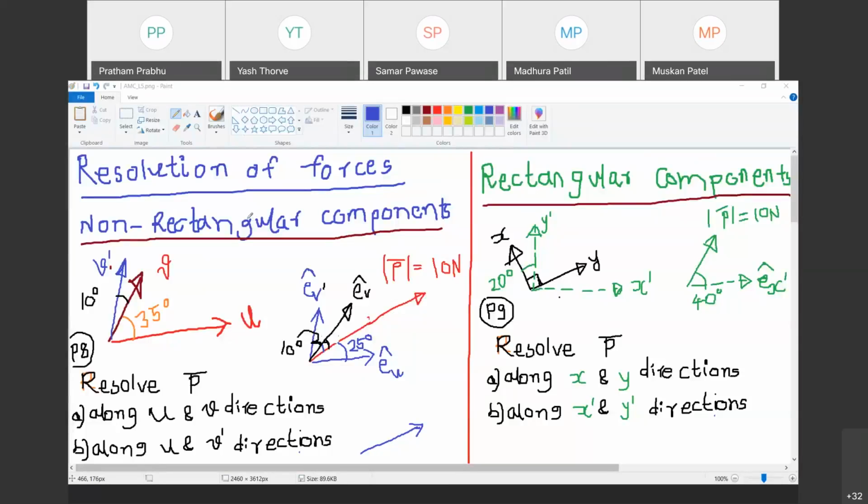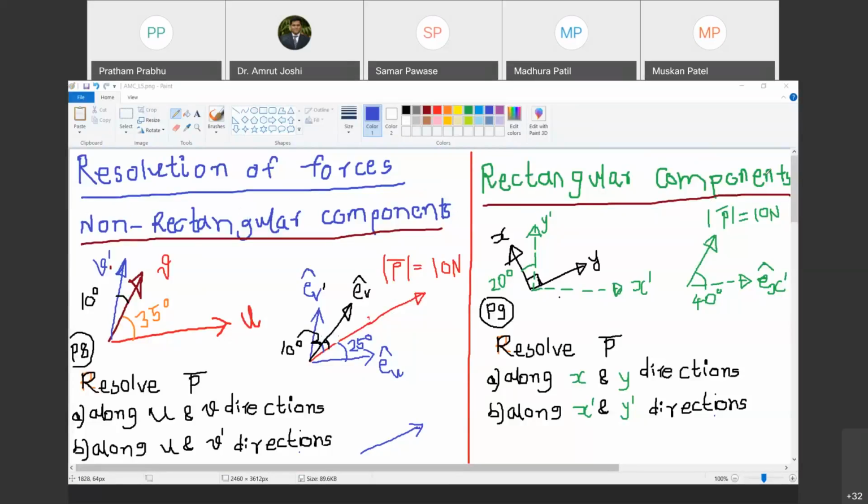Resolution of forces today. There are two types of resolutions of forces. One is non-rectangular resolution and the second one is called rectangular resolution. This resolution leads to the components of a force along various directions. So in short, we are going to find out non-rectangular components of forces and rectangular components of forces.